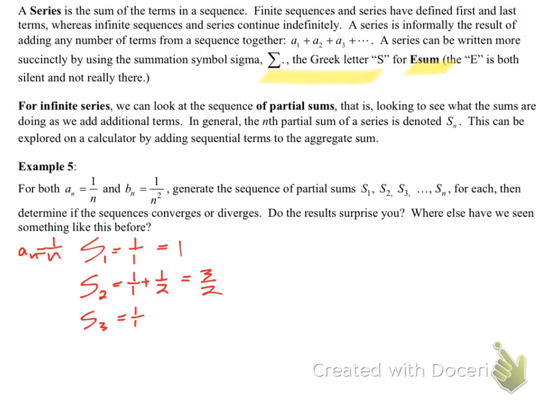S3 is the sum of the first three terms. Put them together. You can also just add the previous sum, just add 1/3, the new term, to the previous sum of 3/2. That's fine as well. You get 11/6, and so on. We keep going. Here's S of 4.